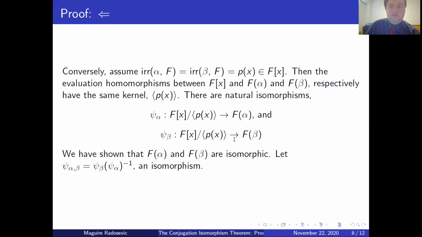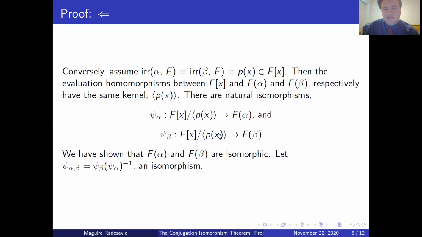These are natural, and we'll see why when we use this fact later in the proof. What we're going to be doing in these isomorphisms is we take representatives of cosets from here, and their image under this natural isomorphism is whatever the image of the evaluation homomorphism of those representatives would be in the field F adjoin alpha. Same thing with F adjoin beta, except we're substituting beta in for the representatives of these cosets.